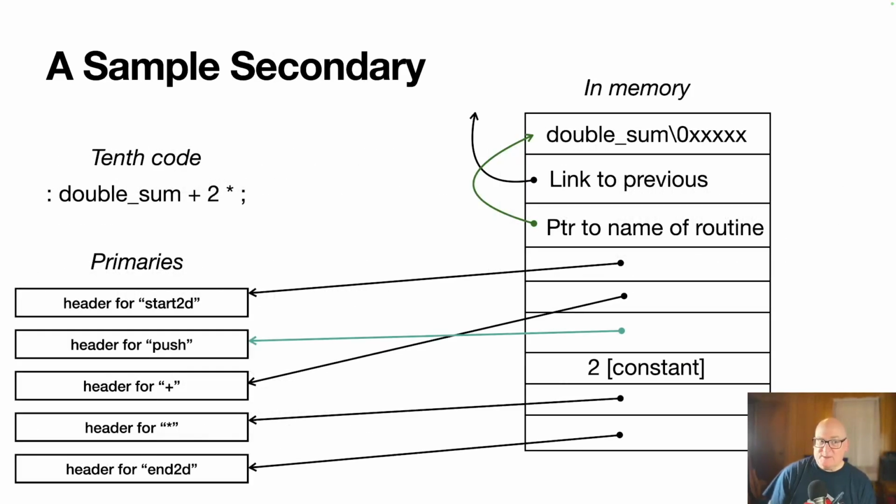All right, now let's take the sample secondary. I called it double sum here, but it adds 2 numbers and multiplies the result by 2.